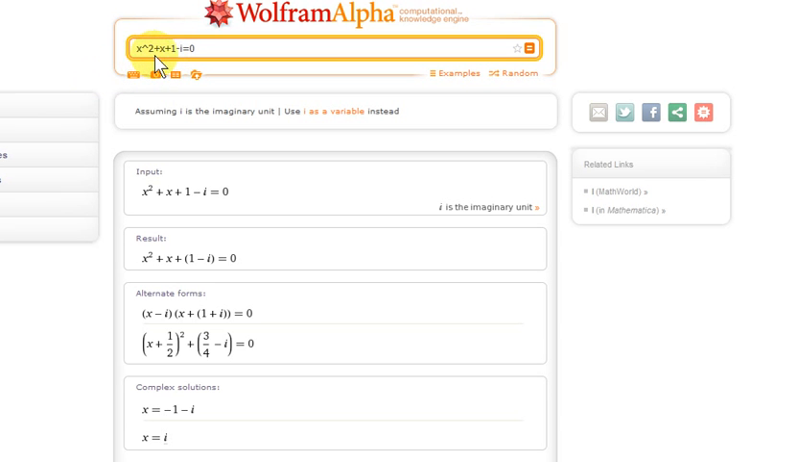We can check our answers by typing in our quadratic equation here. And here are the two solutions, minus 1 minus i and i.